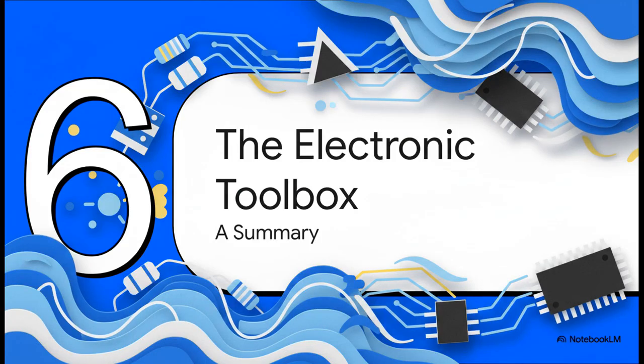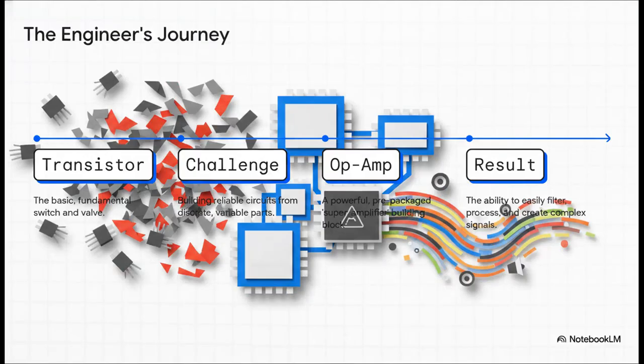So let's just step back for a second and look at the toolbox we've just put together. We've gone from the most basic component you can imagine to these sophisticated circuits that can process and even create information all on their own. Our journey started with the transistor, right? The raw material. Then we hit the challenge. It was just too variable and complex. And that's when the op-amp came in as the elegant solution, an abstraction that packed all that difficulty into one reliable building block. And with that single block, a whole new world of signal processing opened up, giving us the power to build some truly incredible things.